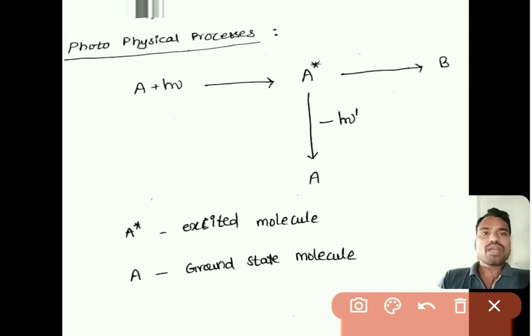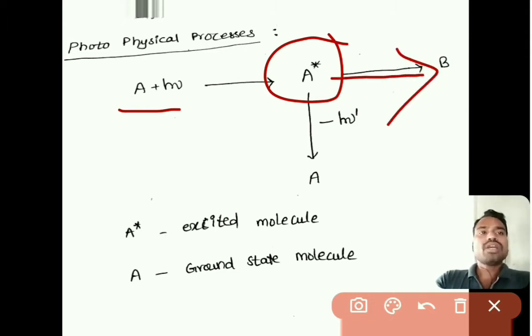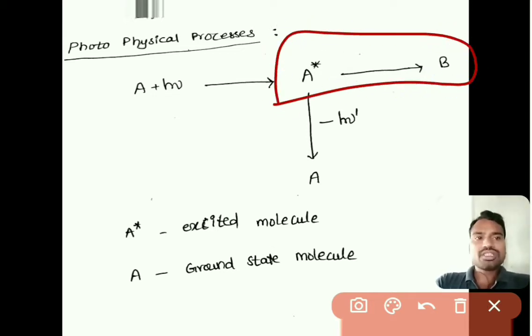Next one is photophysical processes. Here there is no chemical reaction by the absorption of light, only physical changes are occurring. Just observe this example here. A is a molecule which absorbed photon energy and is getting activated. If it forms a B product, that is a chemical reaction, this is a photochemical process, which we have discussed just now.